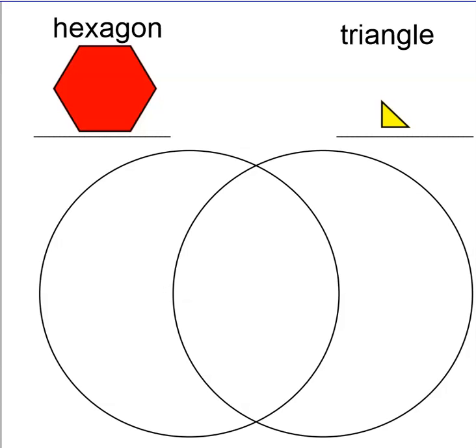Hi, boys and girls. Today we're going to look at two different shapes and we're going to compare and contrast them. So we're going to see how they are alike and how they are different. And so we're going to be looking at the attributes of these two-dimensional shapes. So we have a hexagon right here. Here is our hexagon, and then we have our triangle.